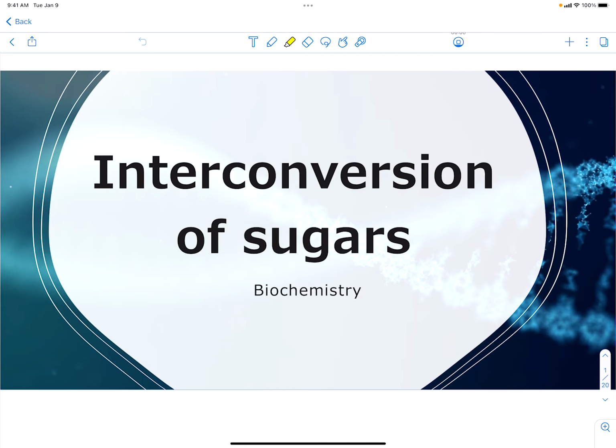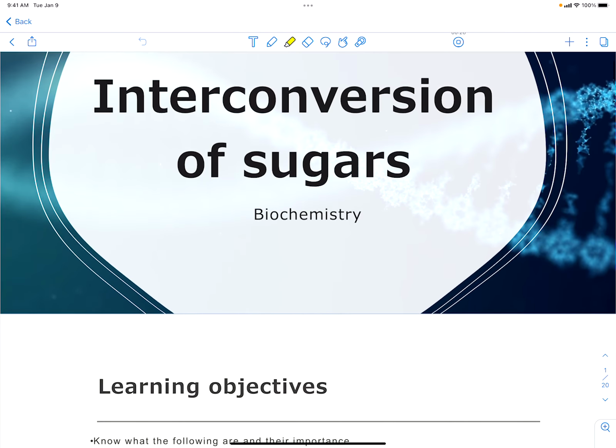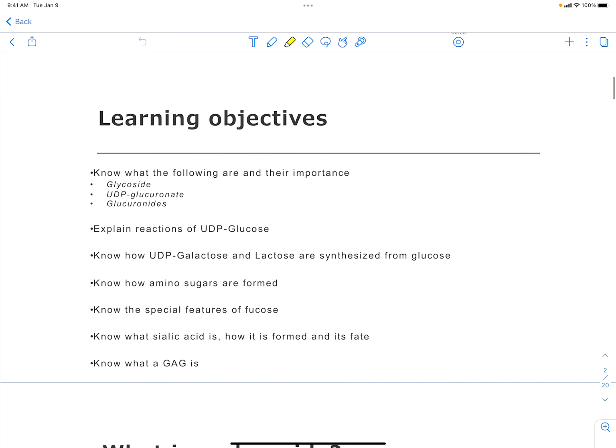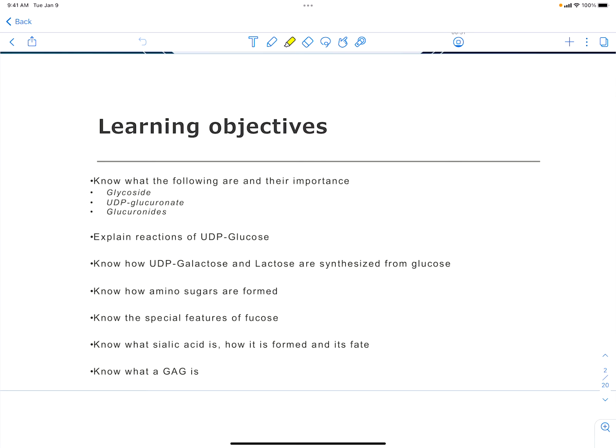All right, so here we're going to start talking about what sugars can do or how they're important in our body apart from energy. An important aspect of sugar is to glycosylate. They can glycosylate lipids, they can glycosylate proteins, and it's all going to be very important in cell communication as well as cellular function. So we're going to start by talking about what exactly a glycoside is.